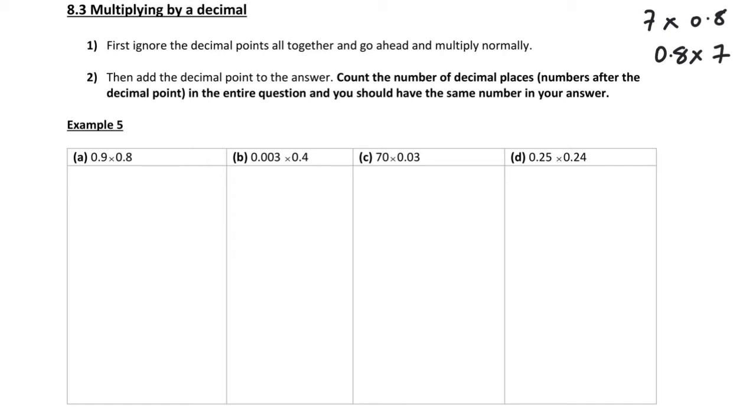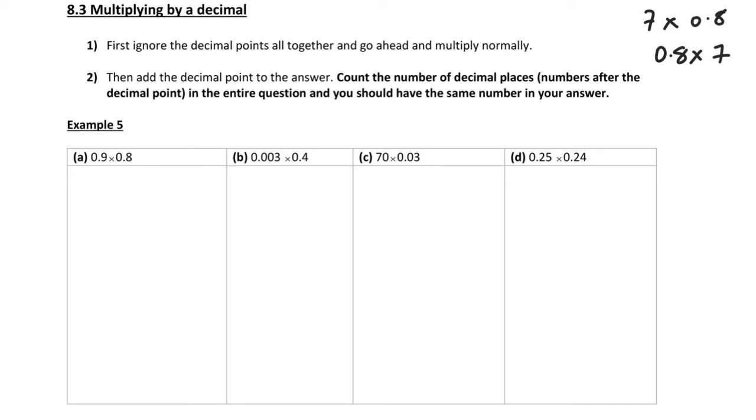So first of all, we ignore the decimal points and we multiply normally. Then we add the decimal point to the answer, and to know where we put it, we count the total number of decimal places in the question, and we should have the same number in the answer.